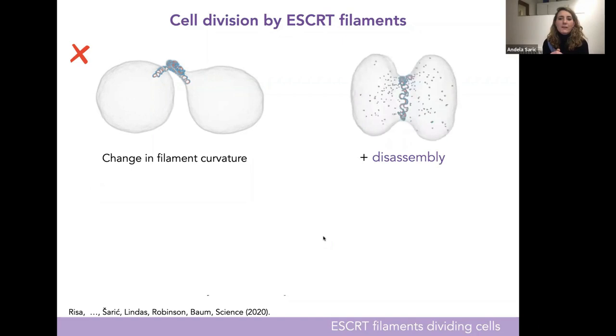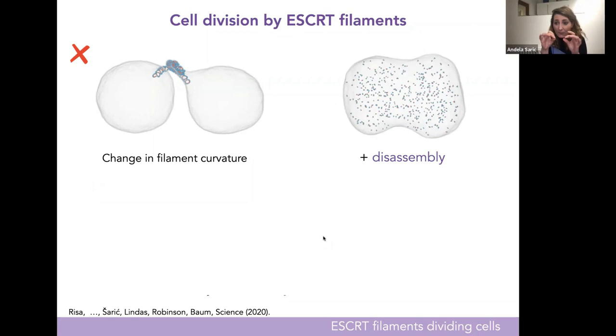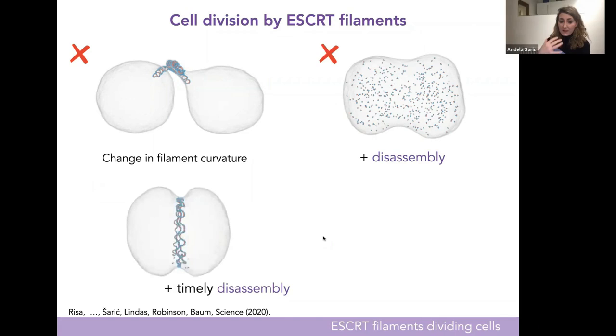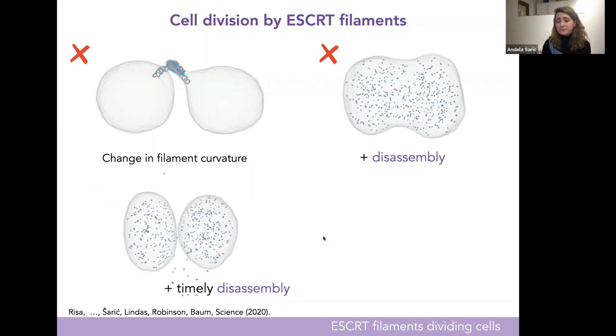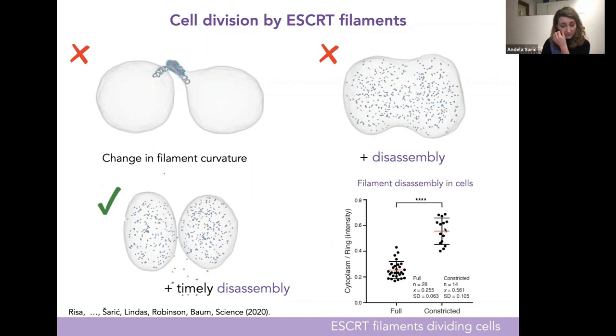But of course, if you do disassembly too quickly, nothing will really happen because you will not achieve the tight neck before the whole filament disassembles, so there is no scission. But if you disassemble at the right rate, you will be able to cut the neck in two. And indeed, in Bazzi's experiment, the intensity of the proteins from the filament in the cytoplasm goes up as the membrane cuts. So clearly the filament does need to disassemble.